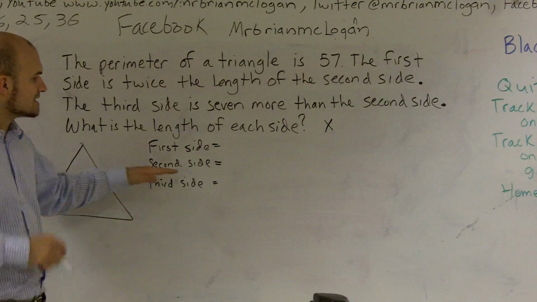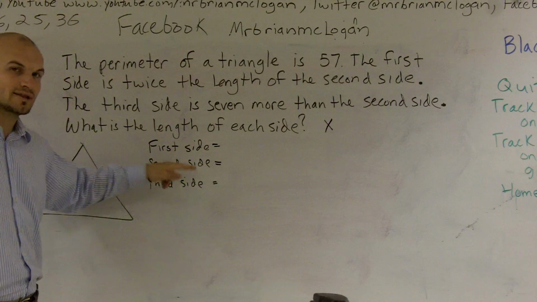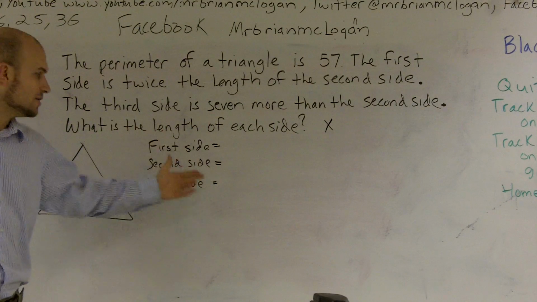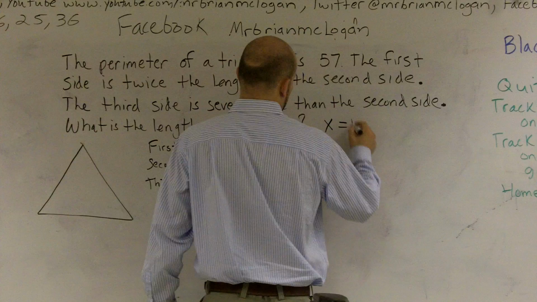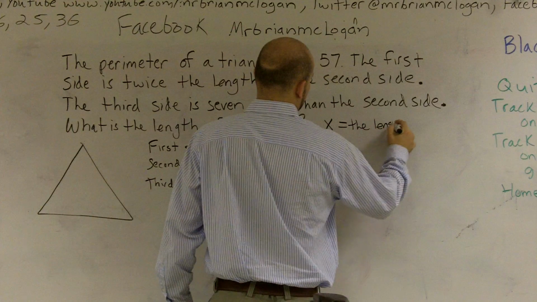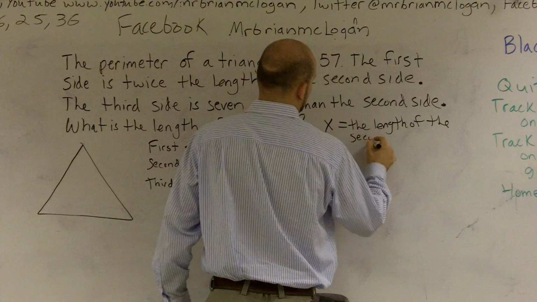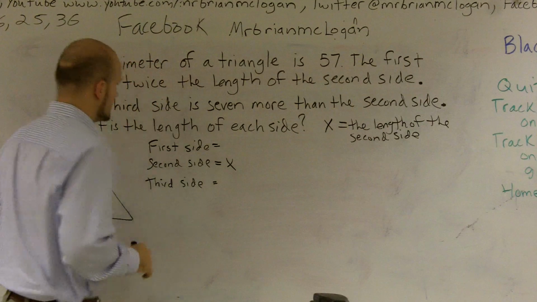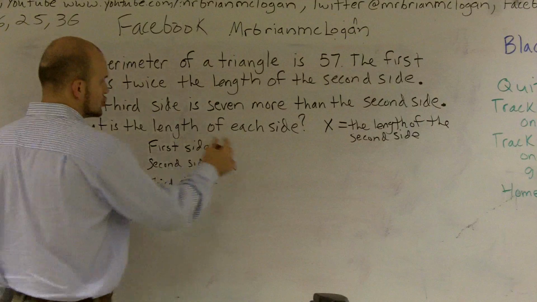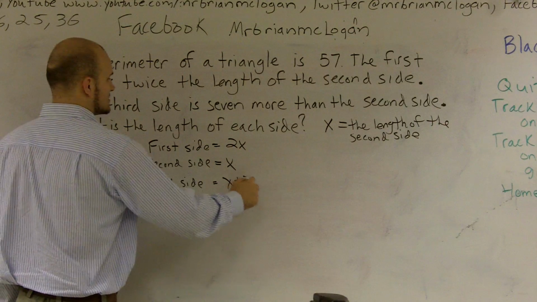Since I'm comparing the first side and the third side to the second side, that's where I'm going to want to use my variable. So I'll say x equals the length of the second side. Therefore, my first side is 2x. The third side is going to be x plus 7.